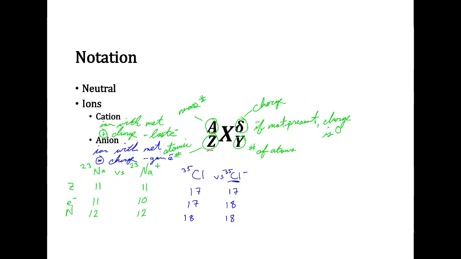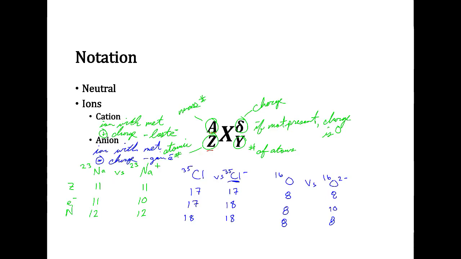Okay, and then we can also have species that have more than a plus or minus 1 charge. So let's look at oxygen 16 versus oxygen 16 with a 2 minus charge. So both oxygens would have 8 protons. The neutral oxygen would have 8 electrons, 8 neutrons, whereas this anion would have 10 electrons and 8 neutrons.